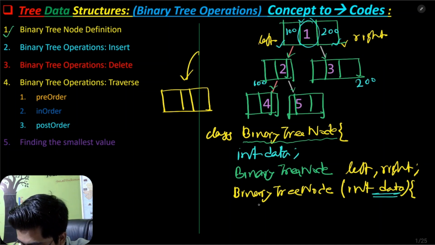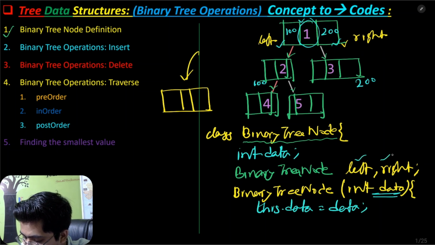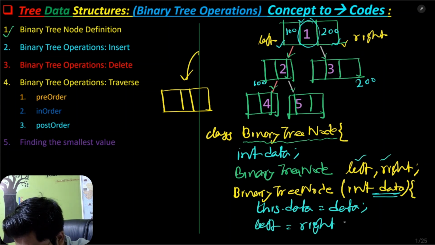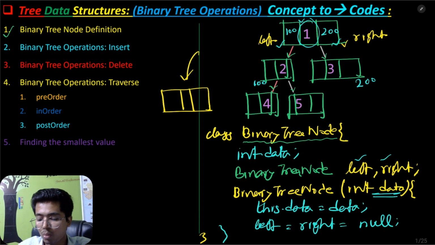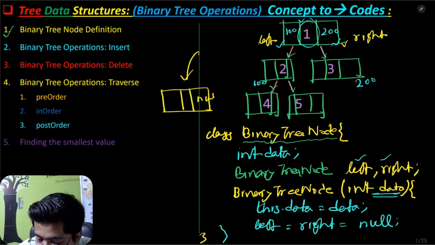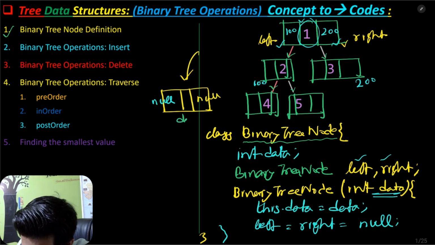Now we write this.data equals data. And now the left and right: left equals right equals null. Initially we initialize them with null values. So whenever we create a node like this, it will automatically store a null value in each of these pointers, and the middle portion will contain the data value.